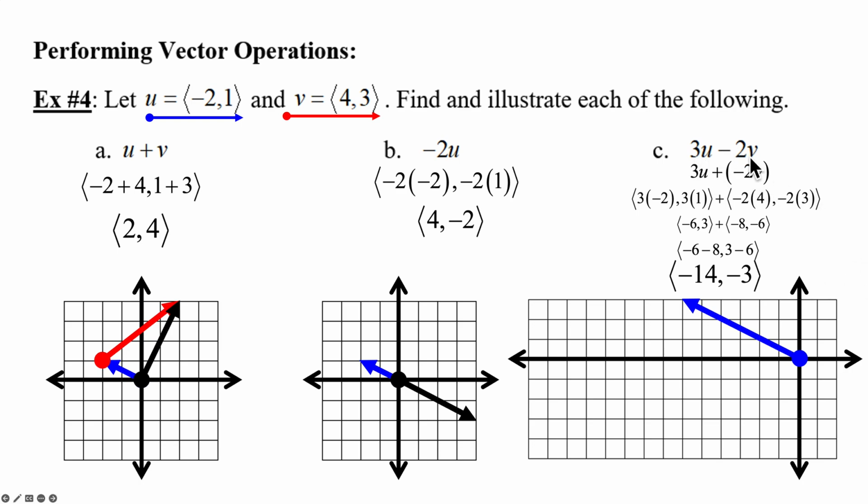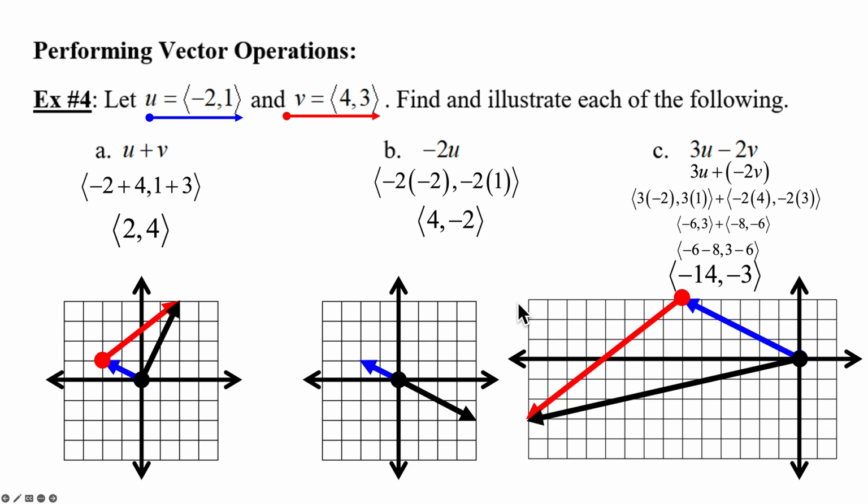All right, my negative 2v, which was negative 8, negative 6. So from this point, we're going to go negative 8 to the left, down negative 6, just off the graph, slide that tip to there, and we have it. Or, from this point here, the tip of 3u, from there count 1, 2, 3, 4, 5, 6, 7, 8 left, down 6, 1, 2, 3, 4, 5, 6, and there's the tip of my resultant vector.